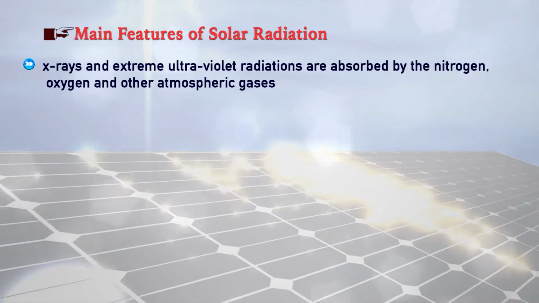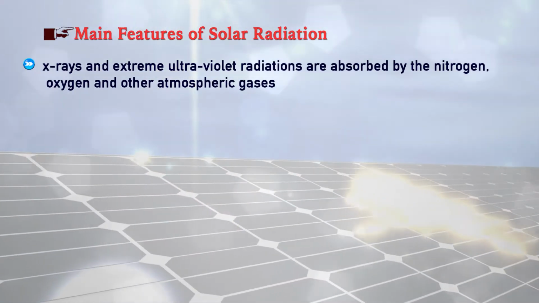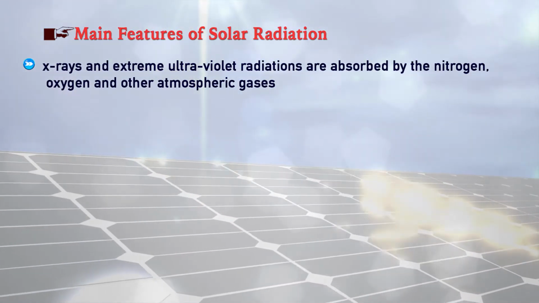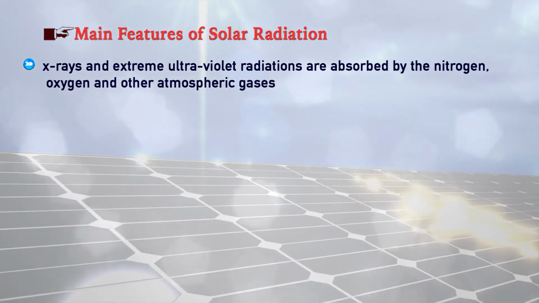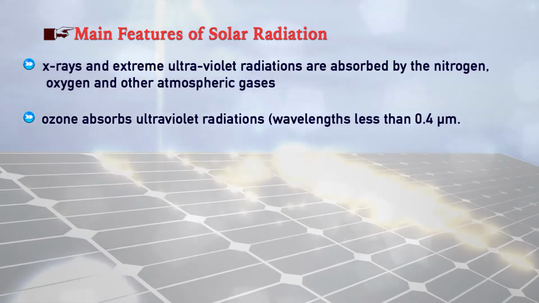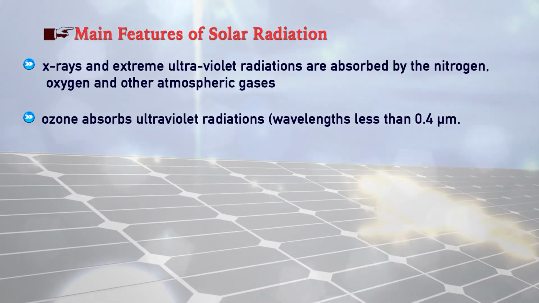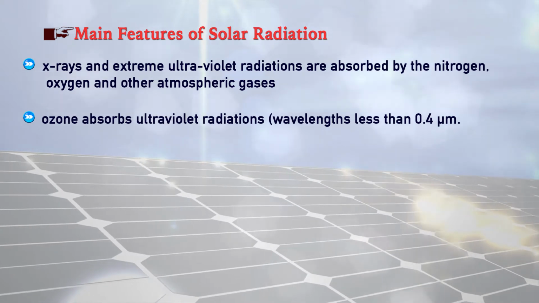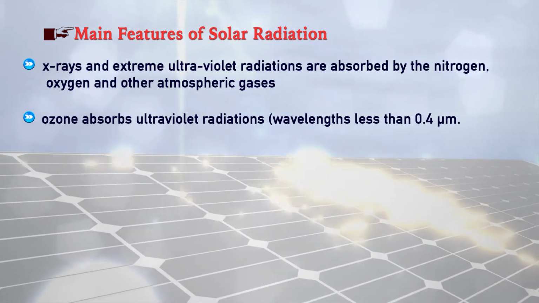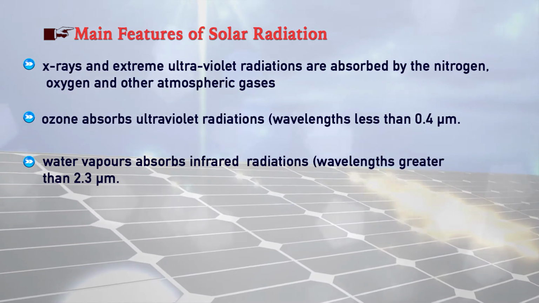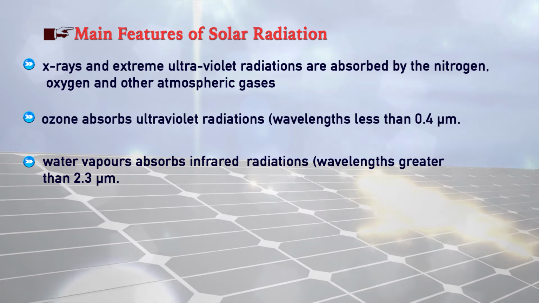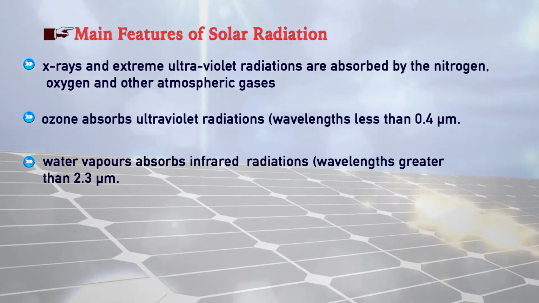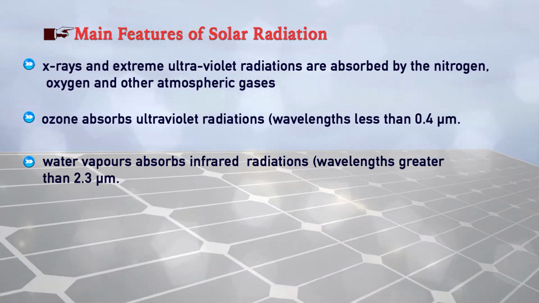So there are some interesting points that you must know. The first point is that X-rays and extreme ultraviolet radiation are absorbed by nitrogen, oxygen and other atmospheric gases. The second point to remember is that ozone absorbs ultraviolet radiation which has a wavelength less than 0.4 micrometer. The third point you must know is that water vapor absorbs infrared radiation which has a wavelength greater than 2.3 micrometer.